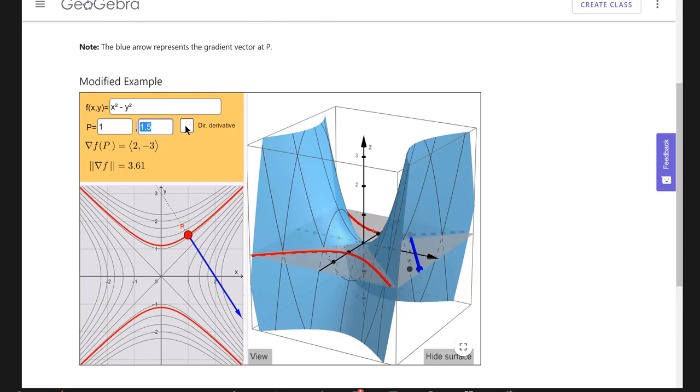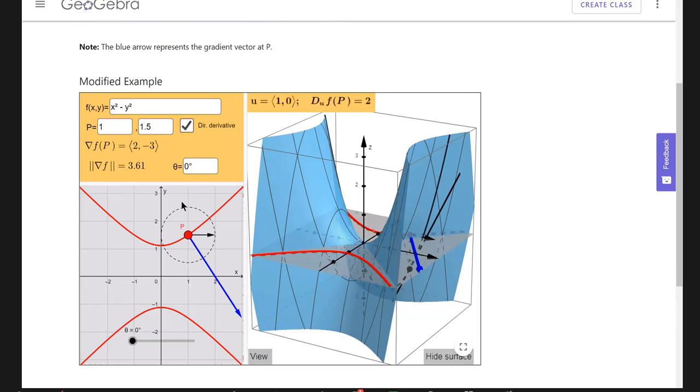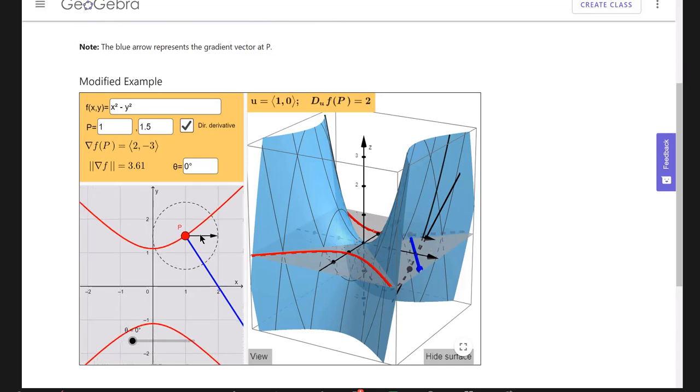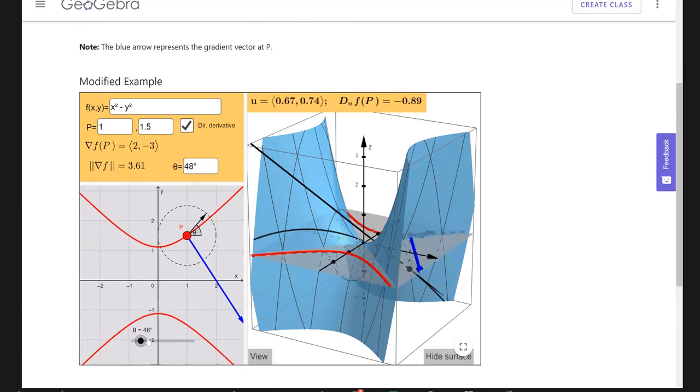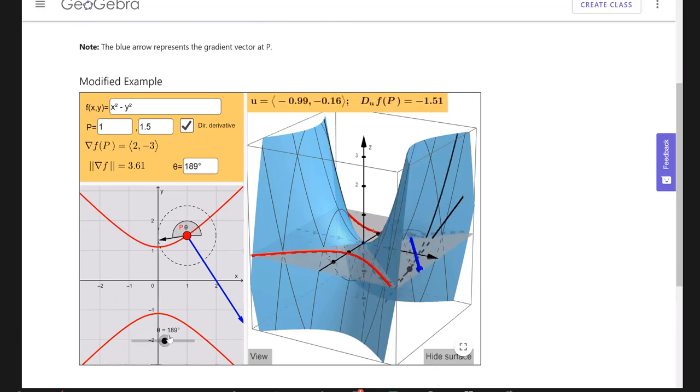I'm going to turn on the directional derivative. You can see it has this black vector, which is the direction. Notice this black vector has a magnitude of 1. That's a u vector, but not the one we were asked to use. So I'd like to slide this until we're pointing in the same direction as before: minus the square root of 2 over 2, minus the square root of 2 over 2.